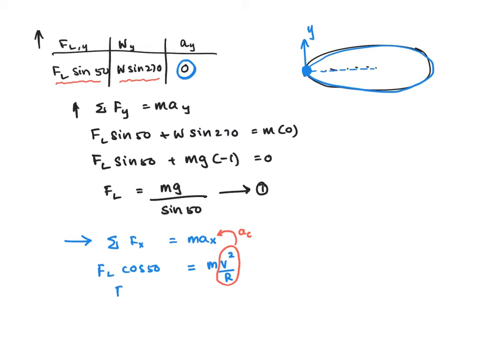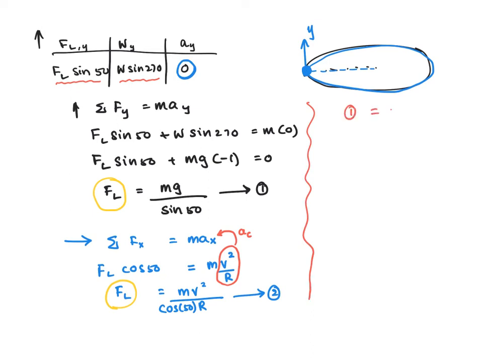Now FL equals mass times v square over r, and then cosine 50 also goes into the denominator. And so you have FL given in this form. There you have equation number 2. Now if you check equation number 2 and 1, they both have the same term on the left hand side. So if you just replace the left hand side by equation number 2, then you will get 1 equals 2.